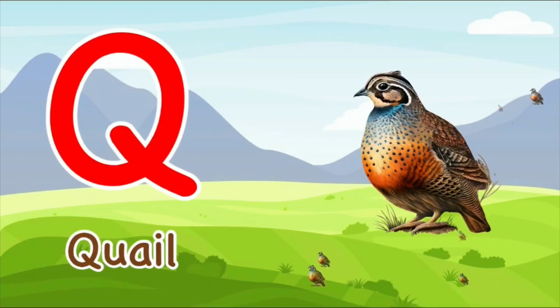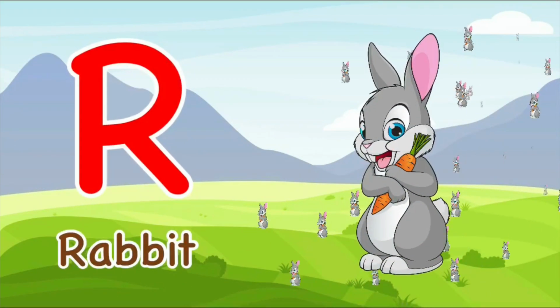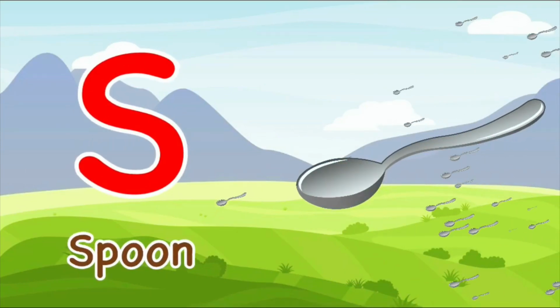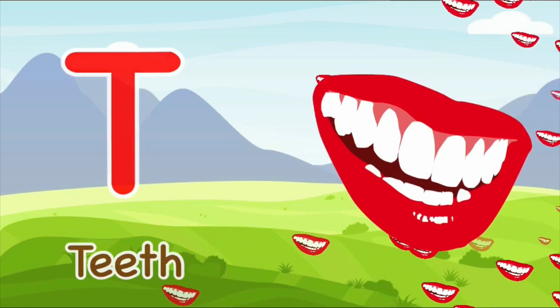Q for quail. R for rabbit. S for spoon. T for teeth.